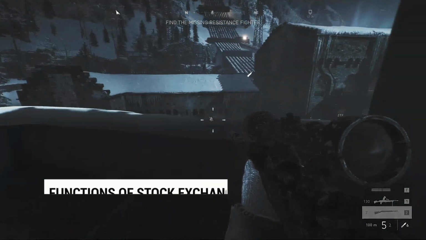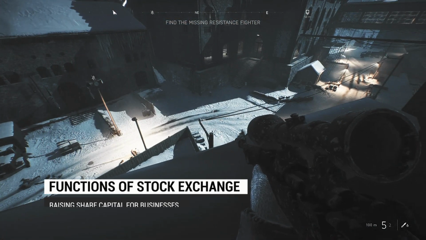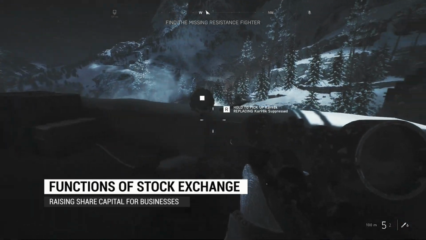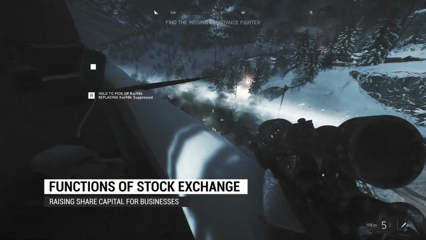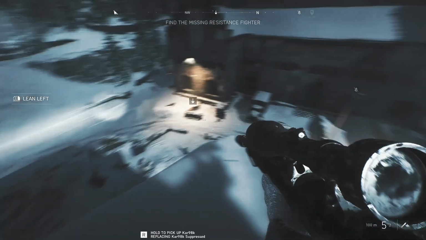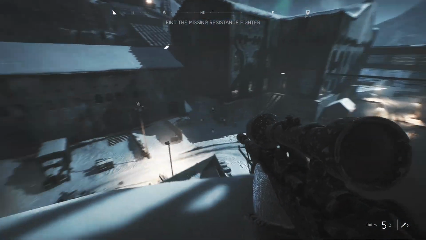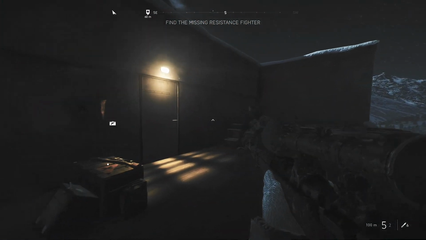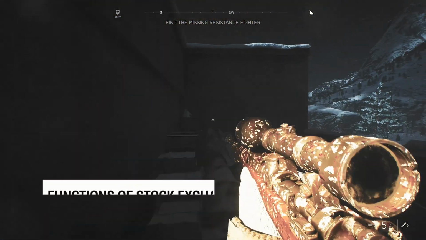Functions of a stock exchange. Raising share capital for businesses. As a marketplace for buying shares, the stock exchange provides public limited companies with the facility to raise huge amounts of finance for business growth and expansion. This is done by selling shares in the company to the general public, facilitating company growth.